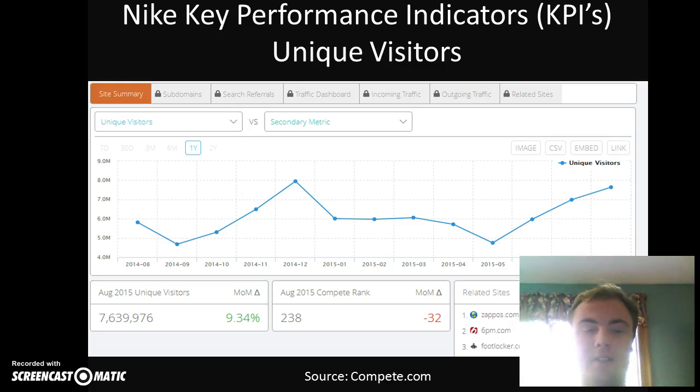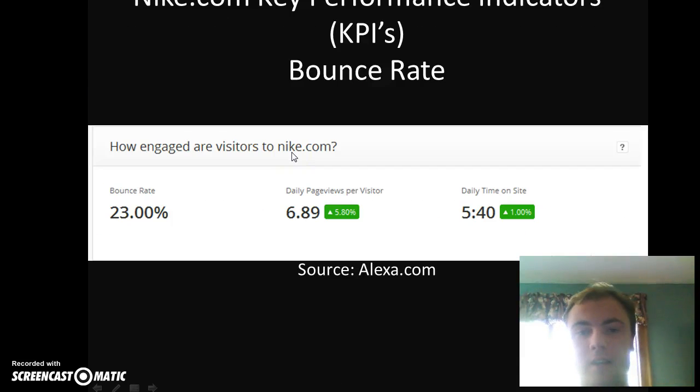Now here's a snapshot of what I did from Compete.com, and it shows the average unique visitors for Nike.com, which is around 7.6 million, which is good, and it's actually increased from last month by 9.34%. So this is what it looks like from Compete.com, and I think it's really good as it shows all the charts, but the problem is it doesn't show all the information you want, as you have to pay for it. Now here's Nike.com's bounce rate according to Alexa.com, which is powered by Amazon, and the bounce rate is 23%.